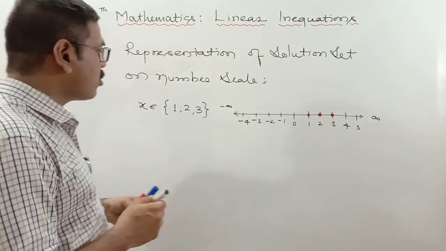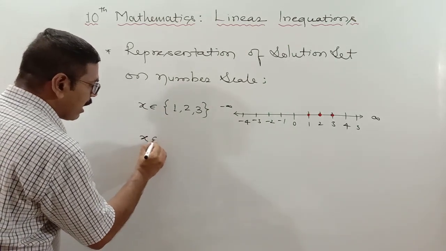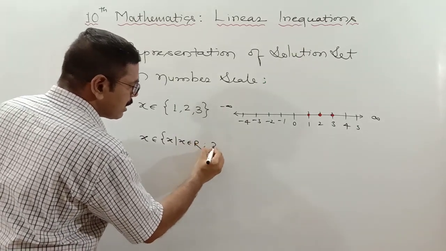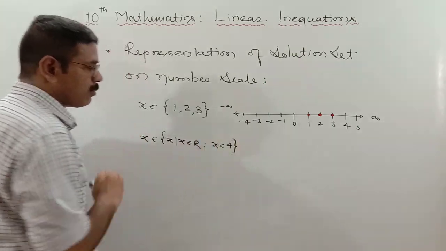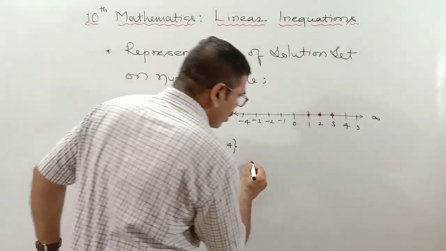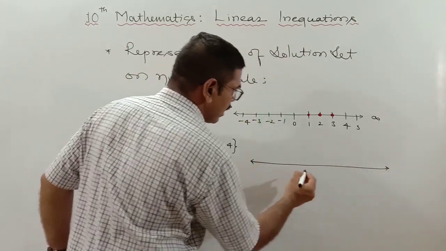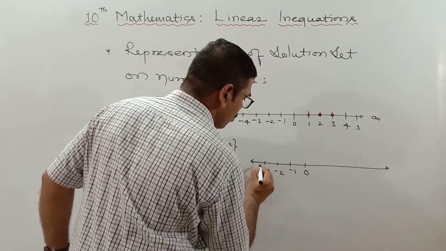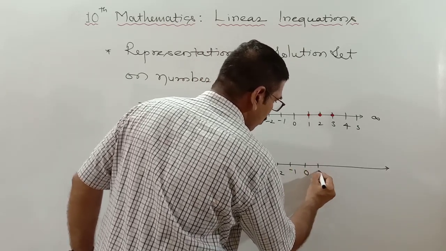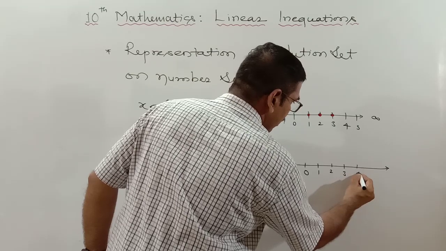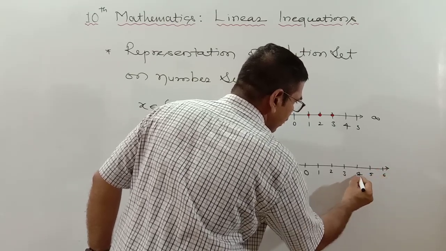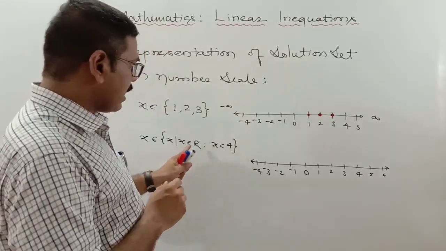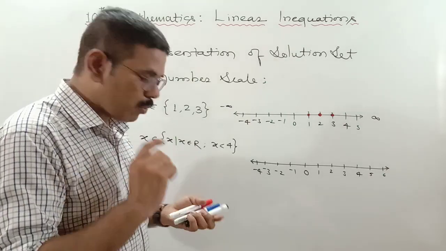Is it clear? Now suppose it would be x belongs to {x such that x belongs to R and x is less than 4}. Suppose that set we are representing on the number scale. So how will we represent? That's very easy again. Suppose it is 0, -1, -2, -3, -4, and 1, 2, 3, 4, 5, 6. What we'll do is, exactly before 4, means 4 is not included.